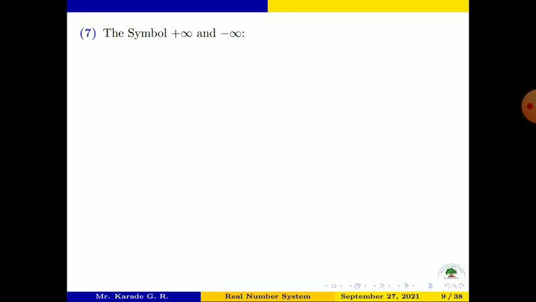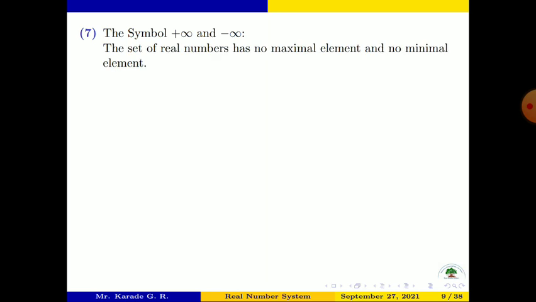Now let us study the symbols plus infinity and minus infinity. The set of real numbers has no maximal element and no minimal element. The set of real numbers is an infinite set, and it has no minimal element and no maximal element. It means we cannot find a minimum element of that set, and we cannot find a maximum element of that set. The numbers are increasing infinitely and decreasing infinitely. There is no minimal and no maximal element.